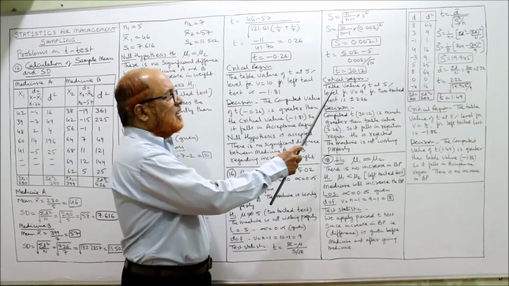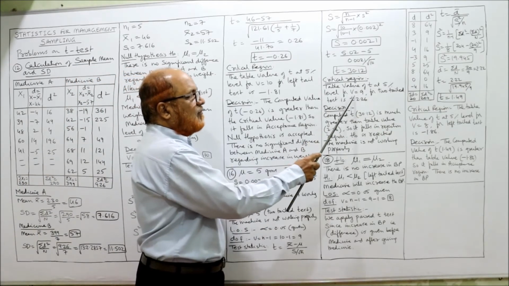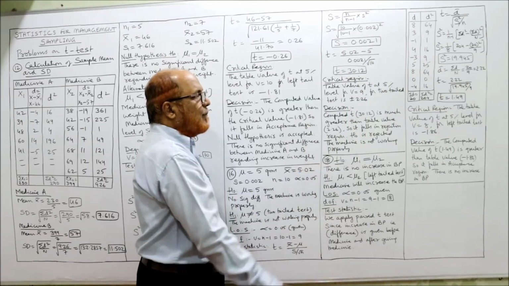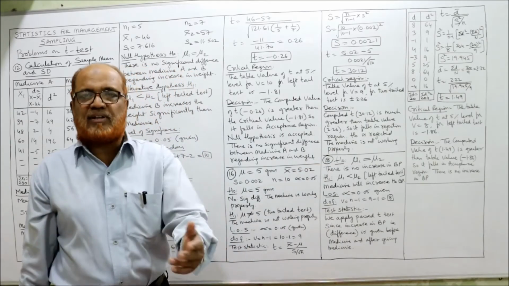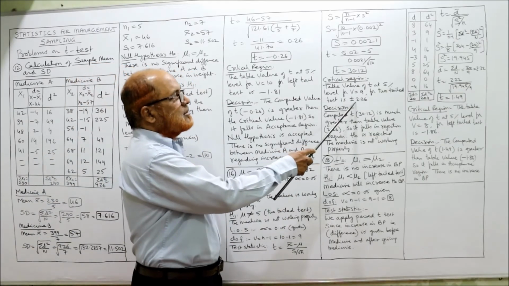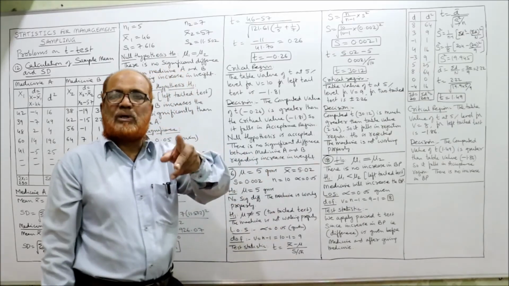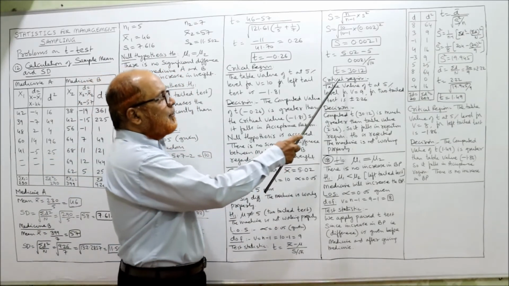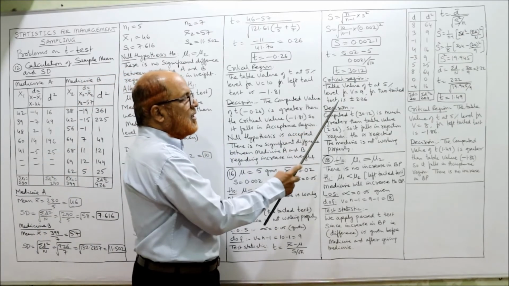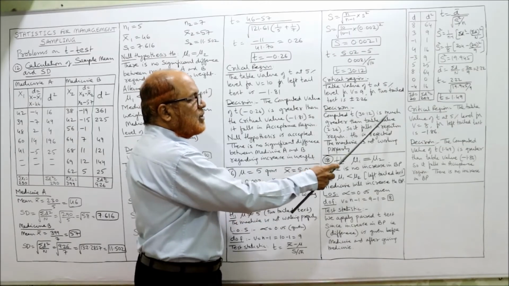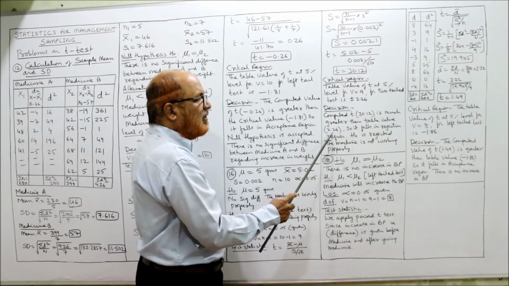Now critical region. Table value of T at 5% level for V is equal to 9 for two-tailed test is plus or minus 2.26. If you refer the table, you will get 2.26. Plus or minus because it is a two-tailed test. We compare with the positive value because we are having positive. Computed value of T 30.12 is much greater than the table value 2.26.